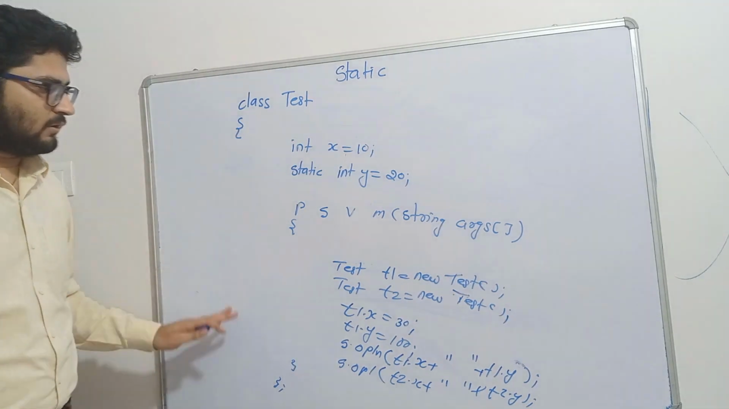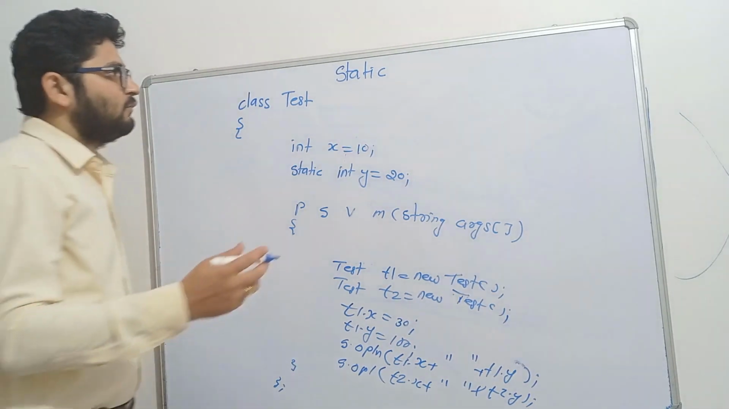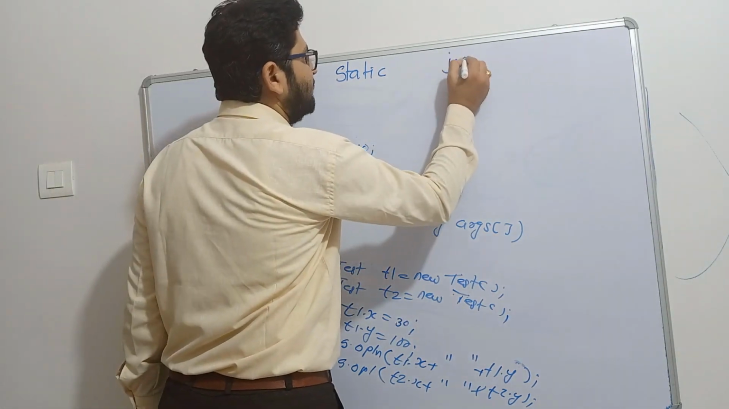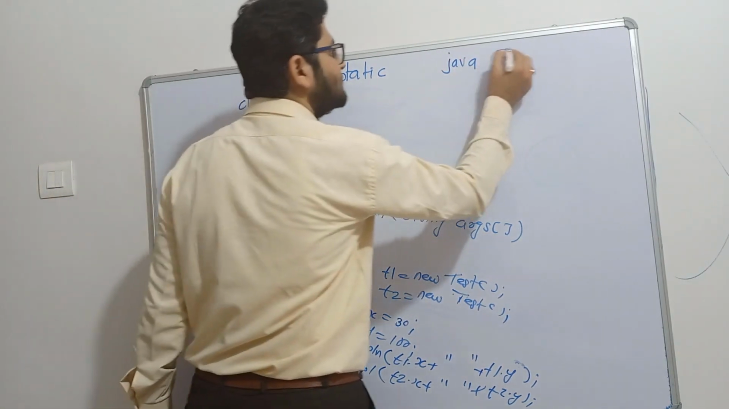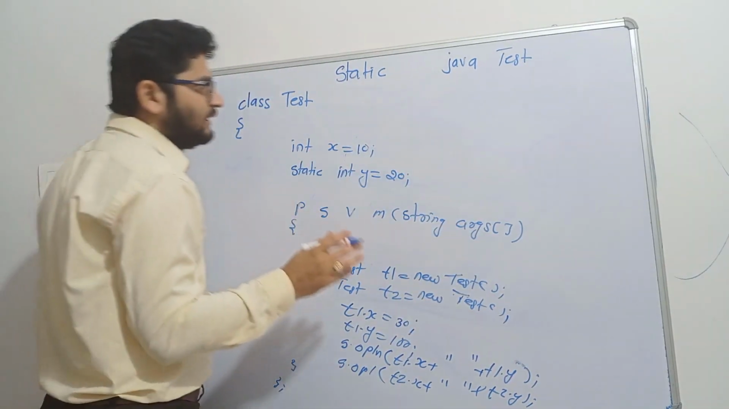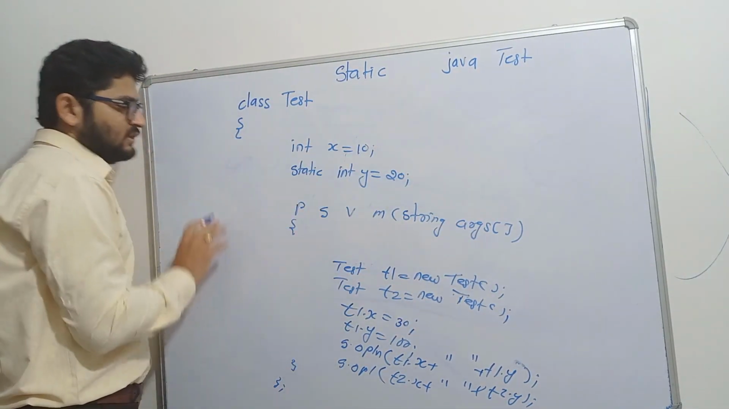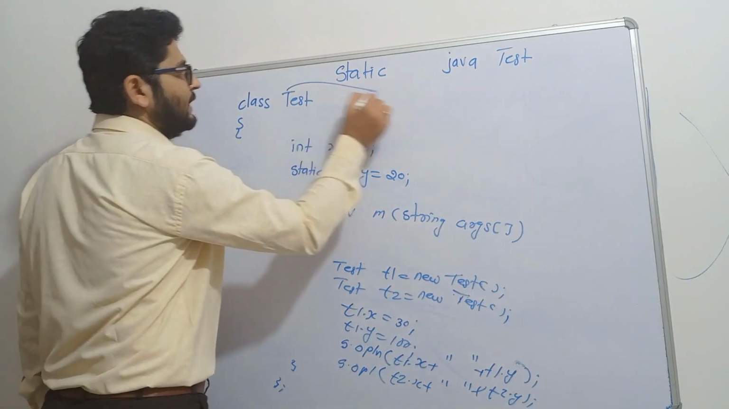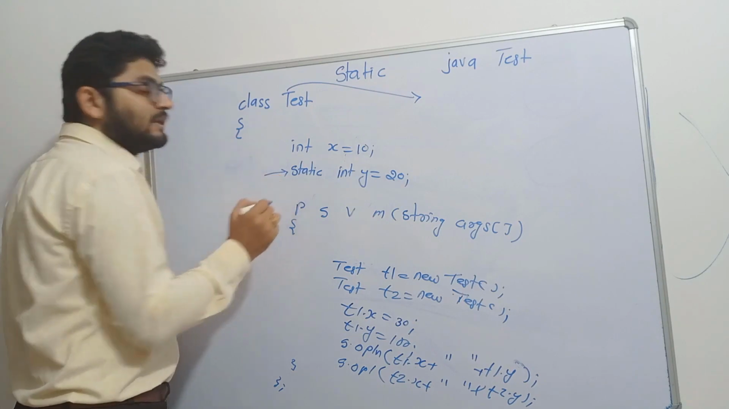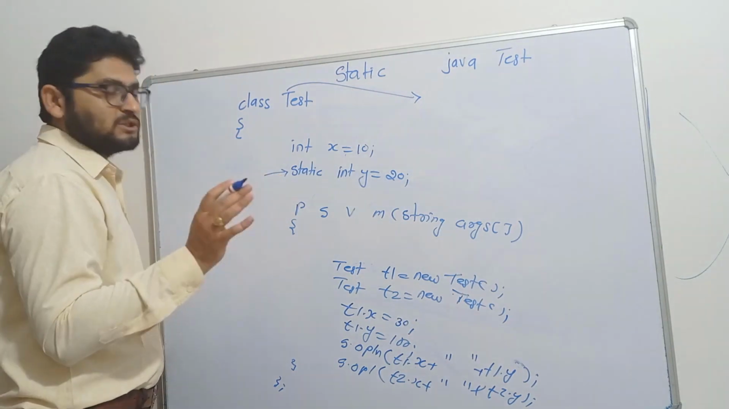Now whenever I am going to execute this with the help of the Java command, I have to write java Test, right? In this way I am going to execute it. Once you have executed, the execution starts. First of all, this class will be loaded, and whenever the class is loaded, the static member, the static variable, is also created.